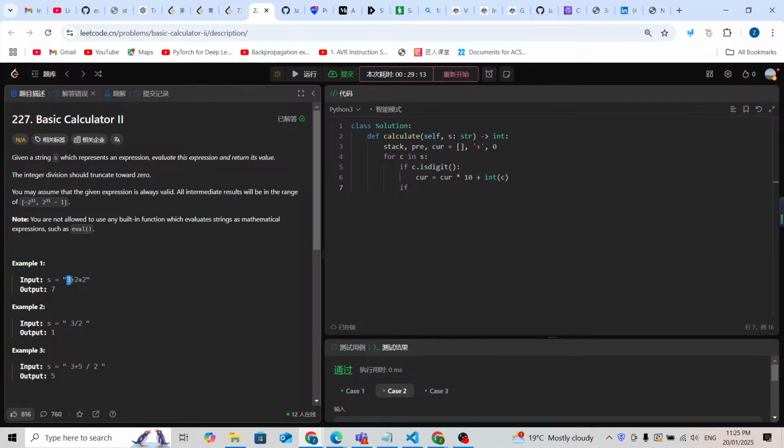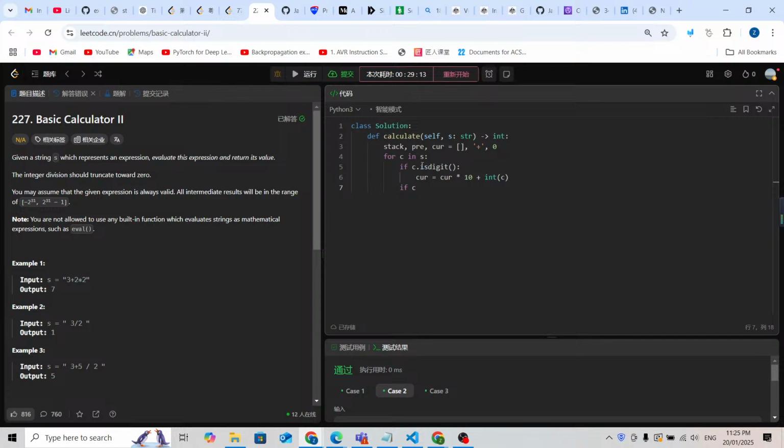This 3 is okay. But I set a previous sign to be a positive sign, so this means I need to put this 3 inside of the stack. Currently I've calculated this current, it's going to be 3. And now I need to have another if check to check if I need to put it inside of the stack.